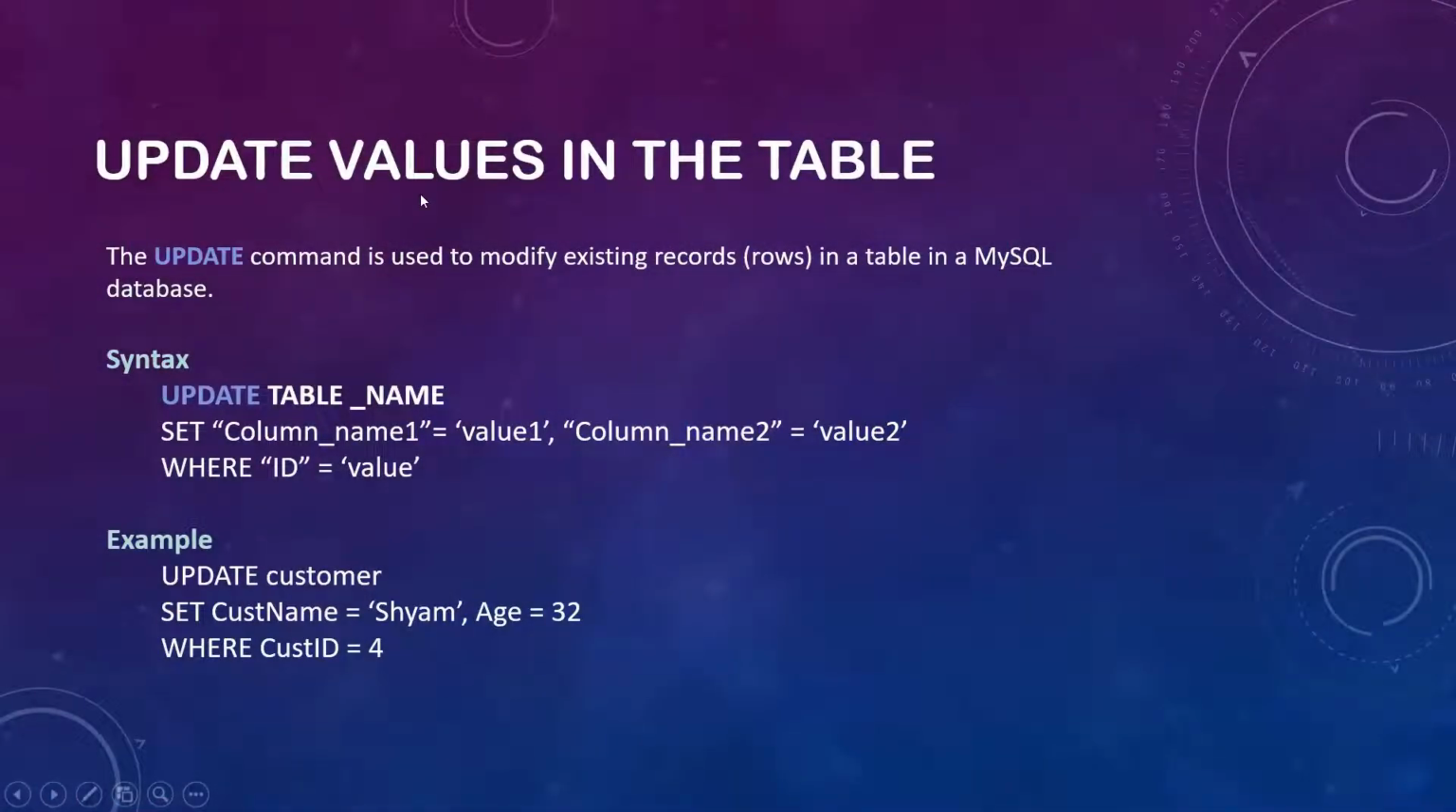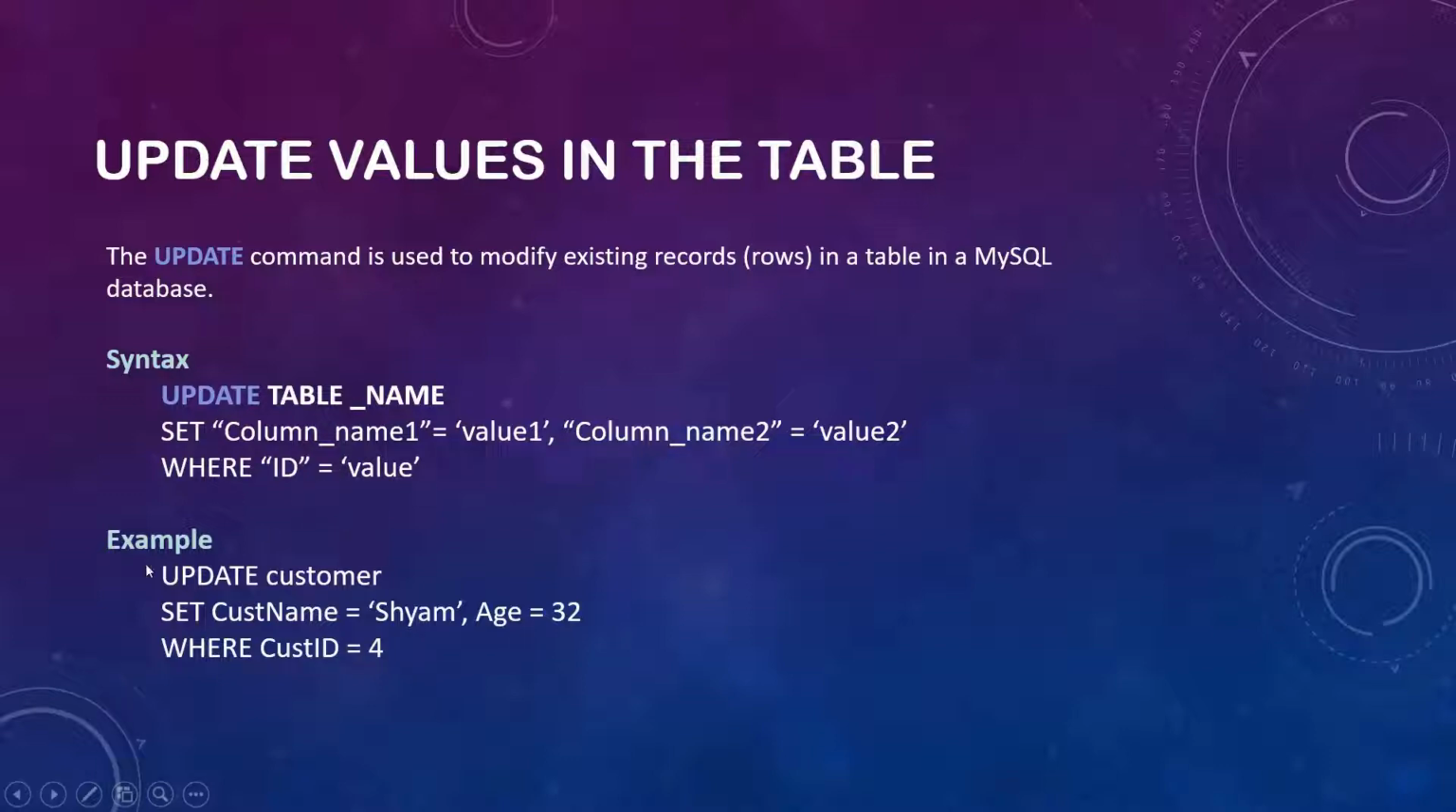Now we'll see how to update values in the table. Update means if you want to modify existing records, or you want to change any records in the table, then you need to use the update command. The update command is used to modify existing records in a table in a MySQL database. This is the syntax for update: you need to write update, then the table name, then set a column name and value, column 2 value like that, and you need to use a where clause for the particular ID you want to change the value of.